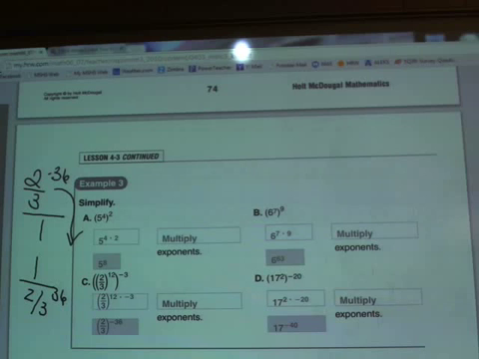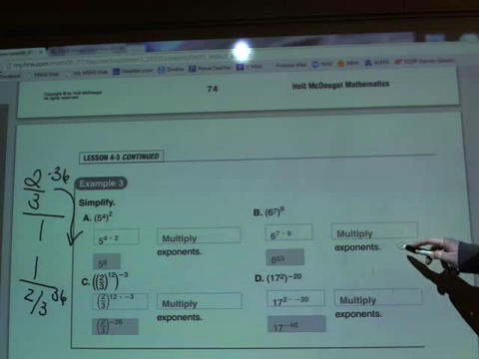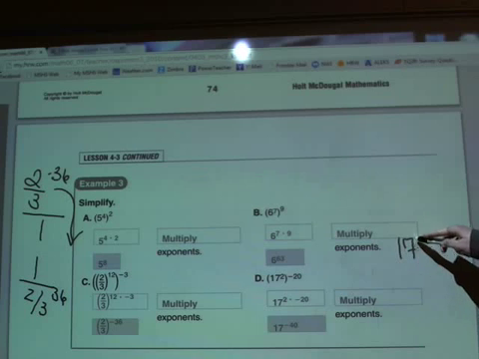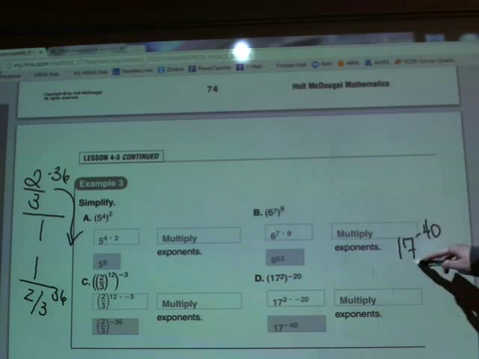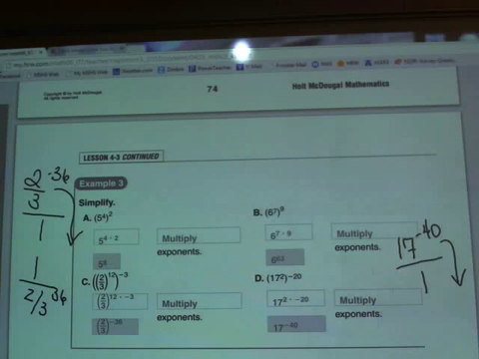D, 17 to the 2nd being raised to the negative 20th power. So again, this is all about me multiplying those exponents together. 2 times negative 20 is going to make negative 40. So this is 17 to the negative 40th power. And again, we would not generally write that like that. We would put this over 1, and again, flip this to the other side of the fraction, which is going to have the effect of making that go positive. The top going vacant, so this is 1 over 17 to the 40th.